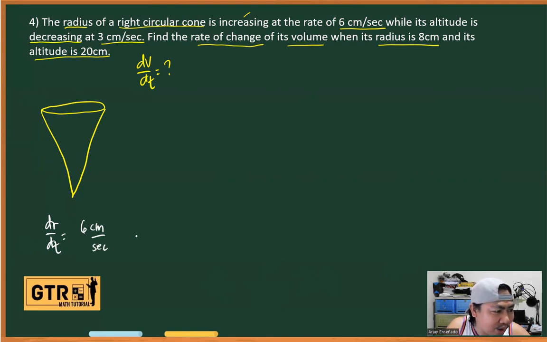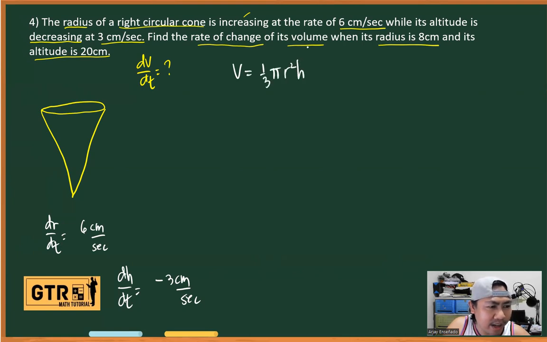While its altitude, so yun yung height, ang height natin, dh over dt ay decreasing. So pag decreasing, negative yon. Negative 3 cm per second. Okay? Find the rate of change of its volume. So ang formula ng volume ng cone ay 1/3 pi r squared h. So meron tayong given na dr over dt and dh over dt. So therefore, pwede na nating i-differentiate ito directly kasi given yung dr dt, dh dt. Unlike dun sa unang example natin kanina, isa lang yung given. So kaya sinolve natin in terms of the other lang. Ito given parehas. So mag-product rule lang tayo dito.